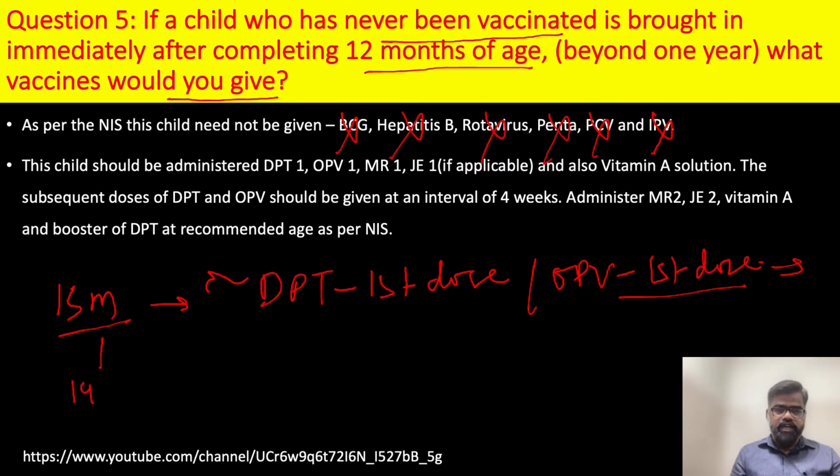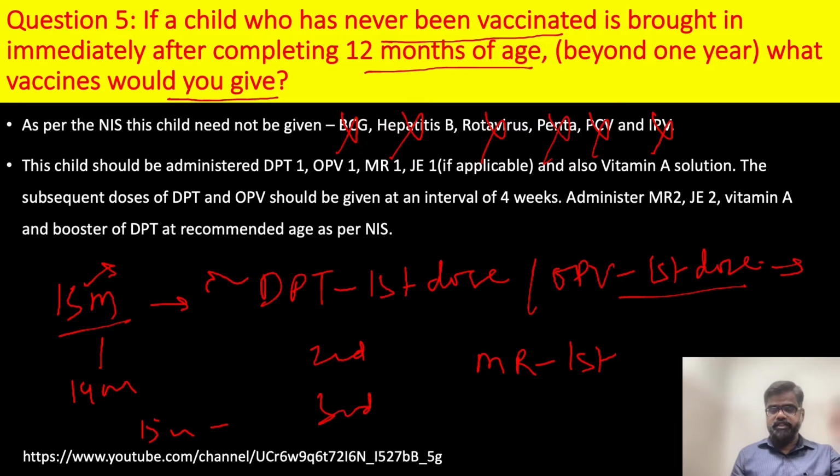The next dose at 14 months, after 4 weeks, we'll give the second dose of DPT and OPV, and at 15 months, the third doses. Means 3 doses of DPT and OPV, first, second, third, will be given after a 1 month gap. In addition to DPT and OPV, since the child is 13 months old, we can give measles rubella first dose, because measles rubella is given till 5 years. We can give JE first dose if applicable, because it is given till 15 years.